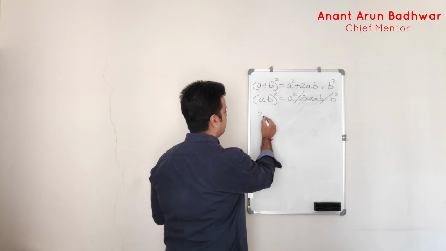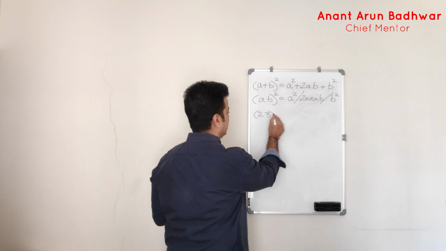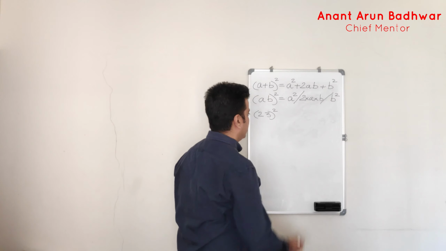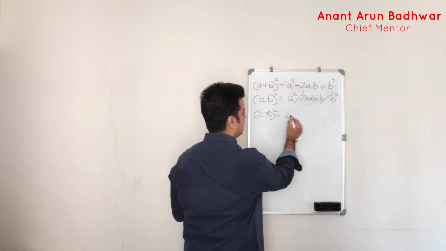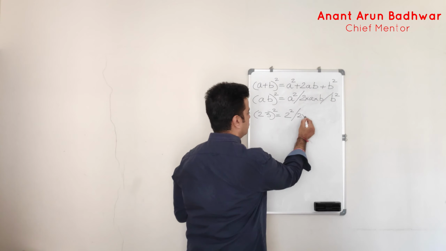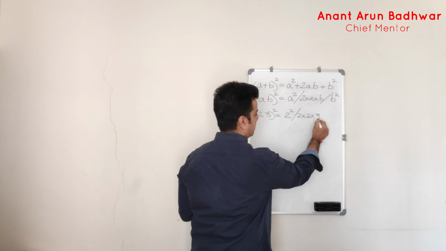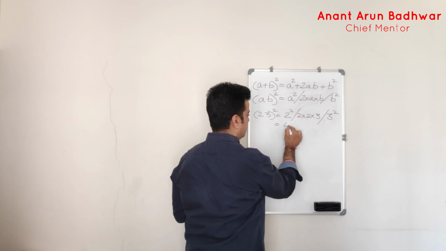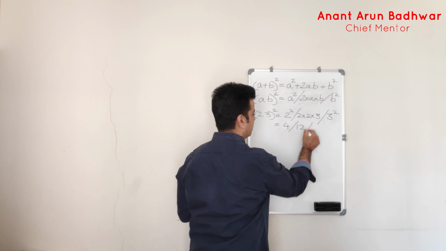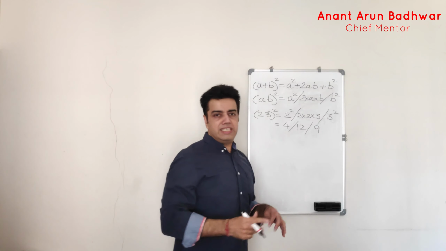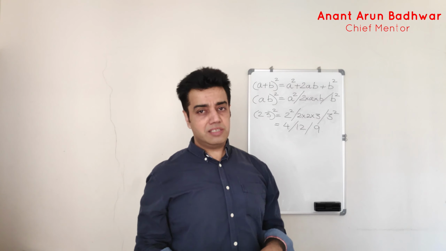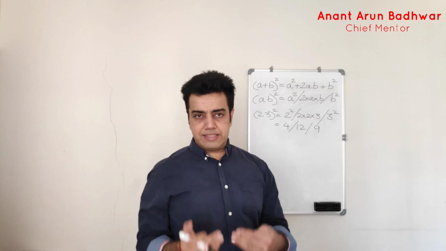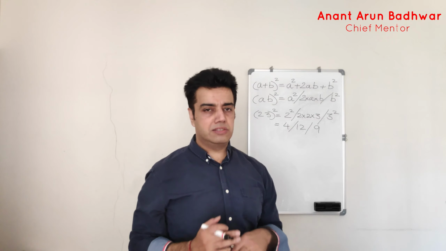For this I am taking an example. So if I take a number like 23 whole square, this is nothing but 2 square followed by 2 into 2 into 3 followed by 3 square. Meaning thereby this is 4 followed by 12 followed by 9. This is just an interim answer. This is just a meanwhile answer. This is not the final answer. Let us see how to interpret the final answer.